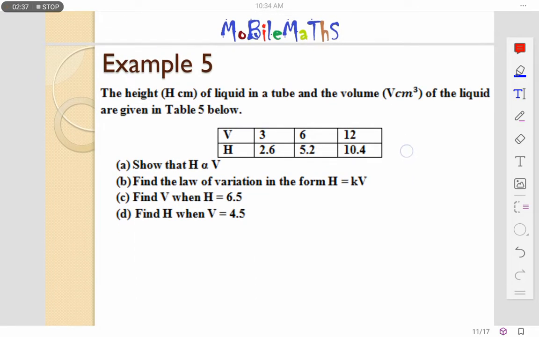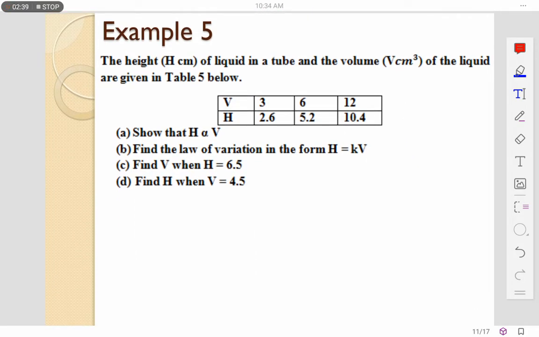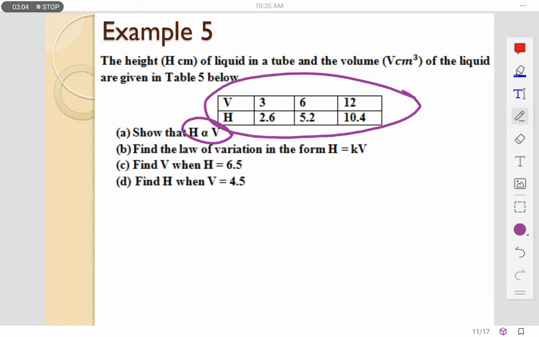Let's look at the last question. They want us to show that h varies directly with v. If we want to prove that something varies directly with that, we can plot a graph of this information. So let me try to plot the graph.